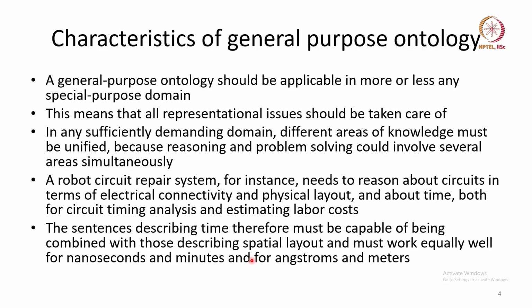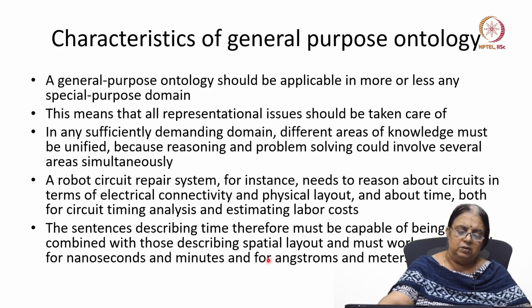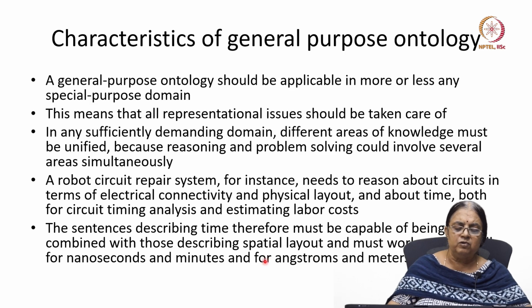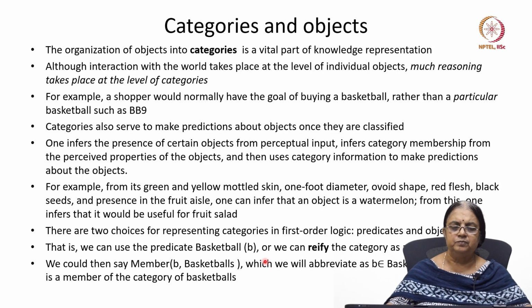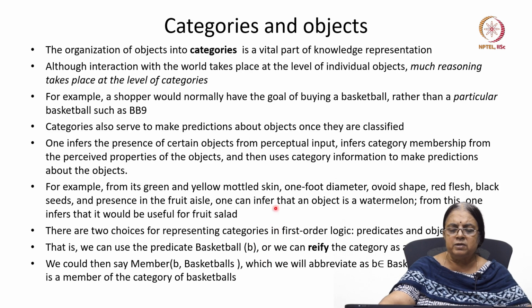Okay, so these are what are called the representational issues which we need to take into account. So what you find is it may be necessary for you to use something like time as well as spatial layout and other types of ontology, and they need to actually work well with each other. So that's what needs to be done, right? So we'll look at some general purpose ontologies.